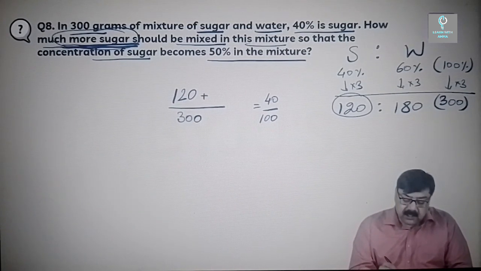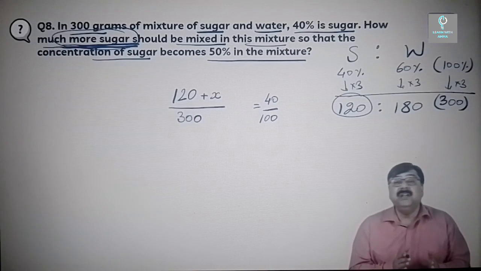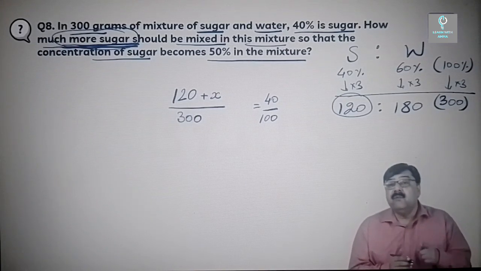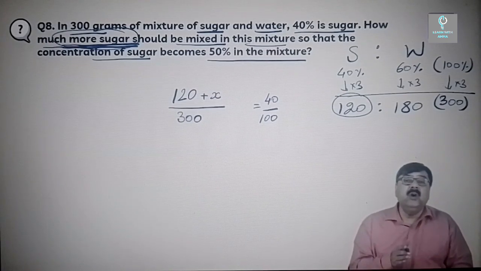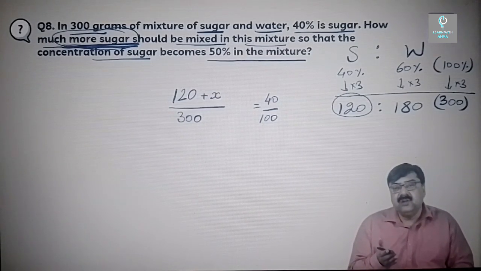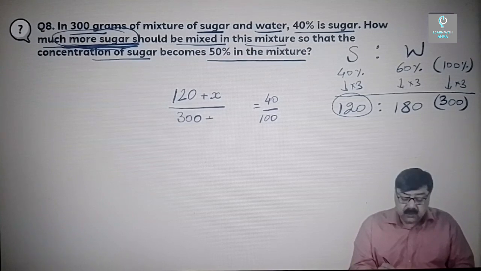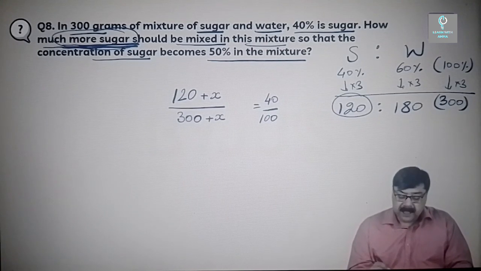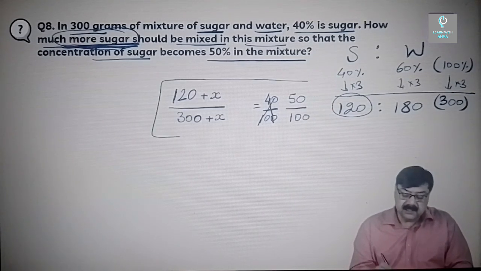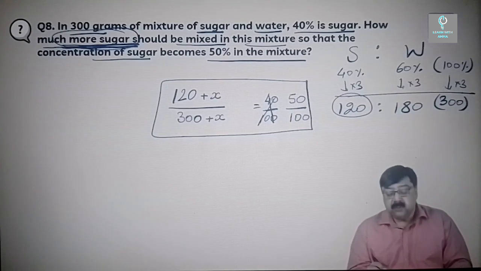So x grams of sugar will increase the total quantity of sugar in the mixture from 120 grams to 120 plus x grams. And the total quantity of mixture will also increase from 300 to 300 plus x grams, because x grams of sugar, we are just adding it into the mixture. Now, on doing this, what happens? Now, the concentration of sugar becomes 50%. So this is the equation that we need the most.